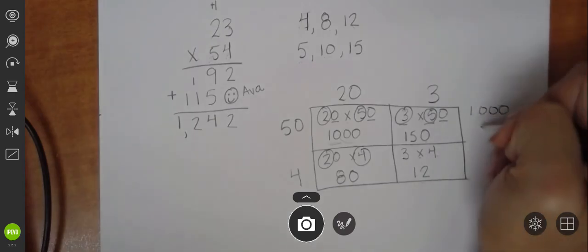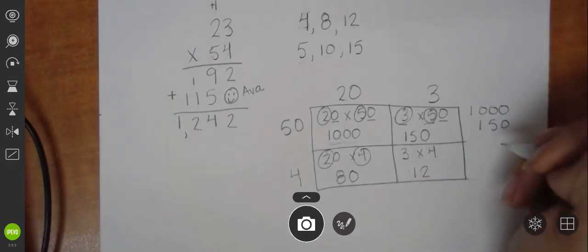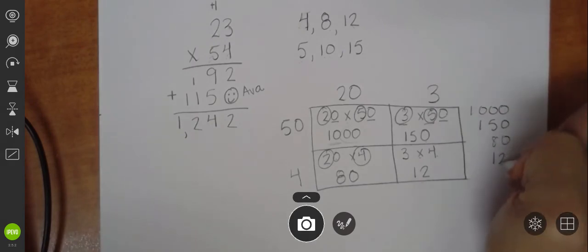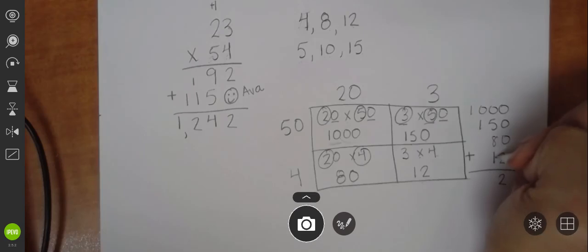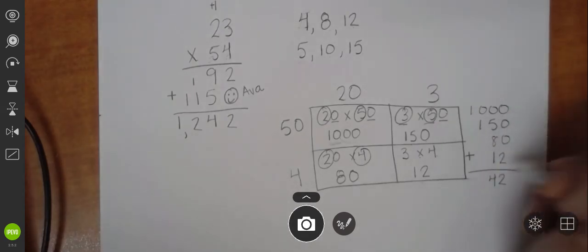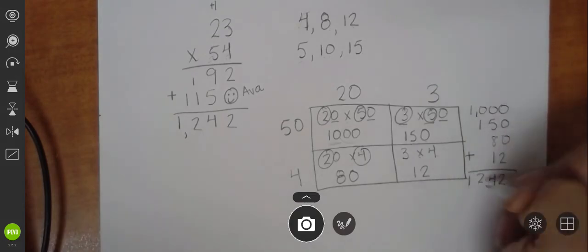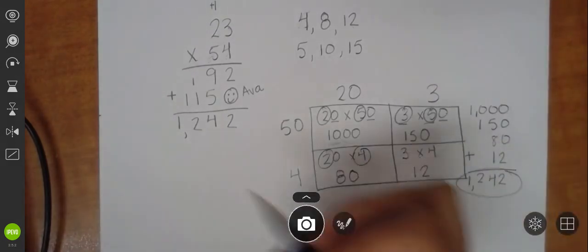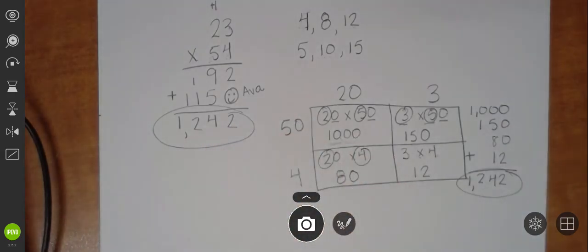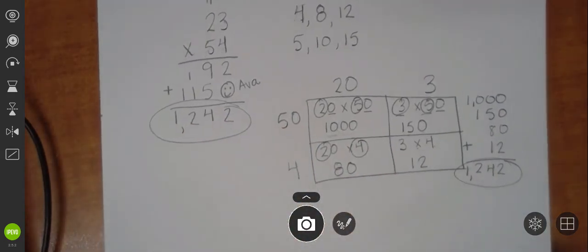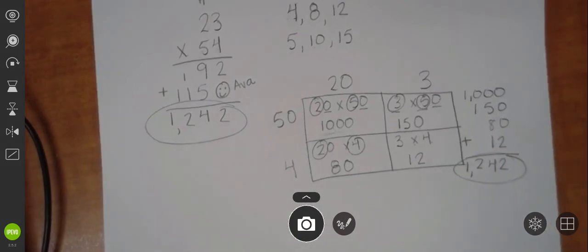Now students add all of these up. 1,000, 150, 80, and 12. 2. 5 plus 1 is 6, plus 8 is 14. 2, 1. Same answer, 2 different ways of solving. Let's look at one more example.